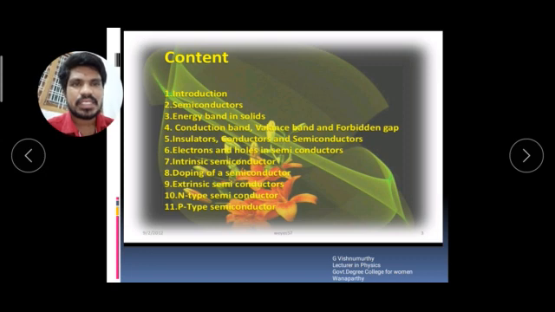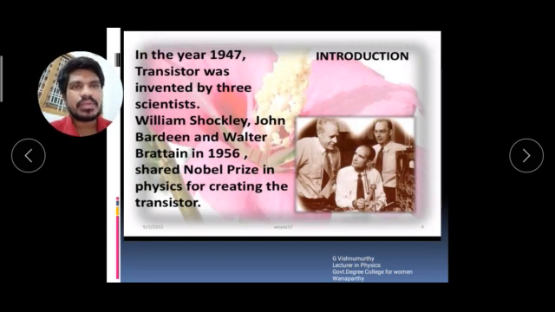The 6th topic is electrons and holes in semiconductors. The 7th topic is intrinsic semiconductors, and the 8th one is doping of a semiconductor. Depending upon the doping process, the semiconductors are converted into extrinsic semiconductors. Again, these extrinsic semiconductors are divided into N type and P type semiconductors. In this class I covered these 11 topics, and we will go to the introduction about band theory.